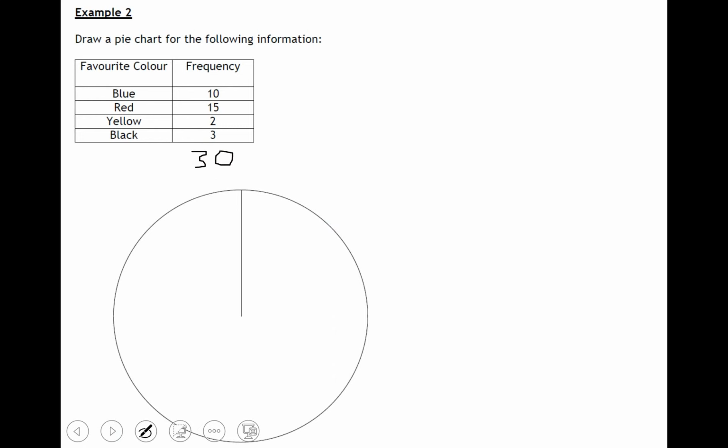And for each one we need to divide by that 30, so 10 divided by 30, and then we times by 360, because what we need is an angle to be able to plot our proportions correctly in the pie chart, and there are 360 degrees in a complete turn. So 10 divided by 30 is a third, times 360 will give us 120 degrees for our first segment.